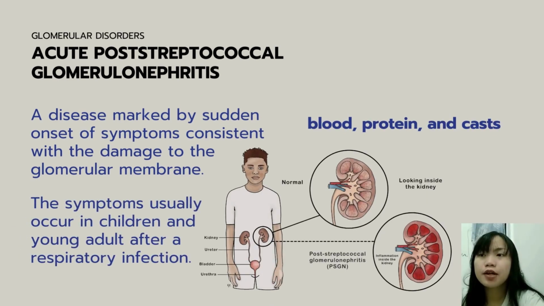Okay, so sa glomerulonephritis naman natin, this is referred as the sterile inflammatory process that affects the glomerulus. So, associated siya sa inflammation within the glomerulus. And meron siyang 3 findings: blood, protein, and cast. Since ang major function ng glomerulus natin ay to filter blood, kapag merong inflammation, the function will be impaired. So, yung inflammation, yun yung indication ng damage.